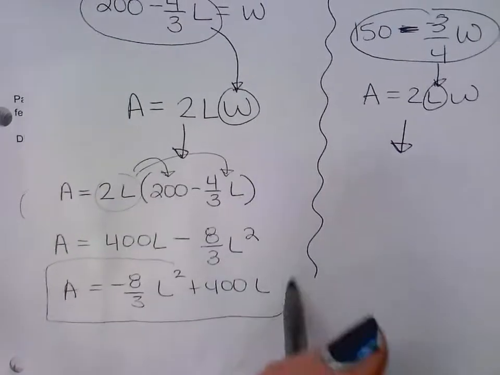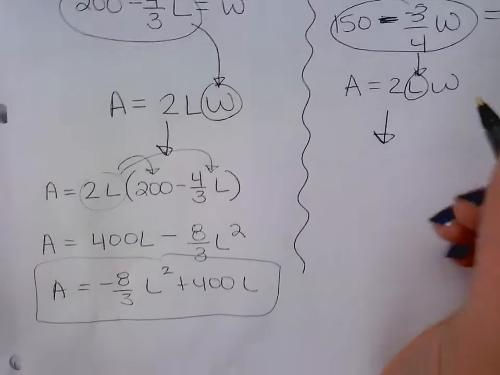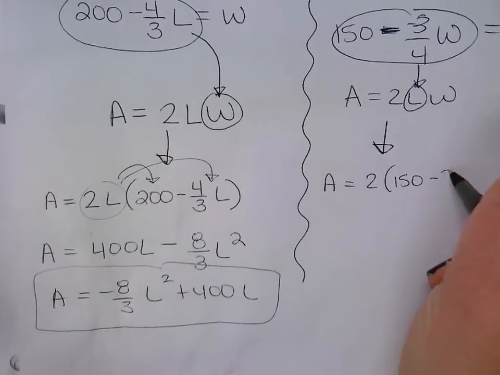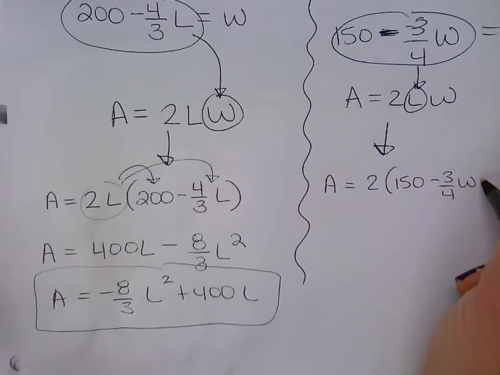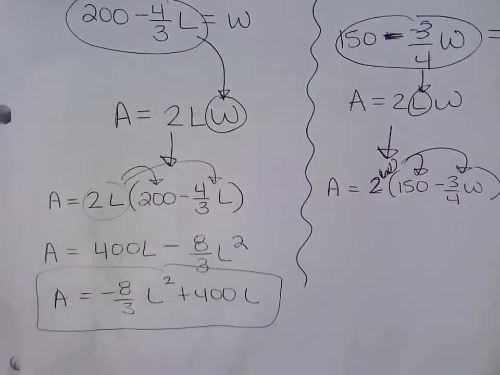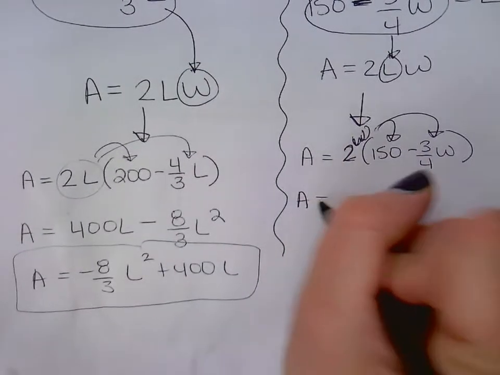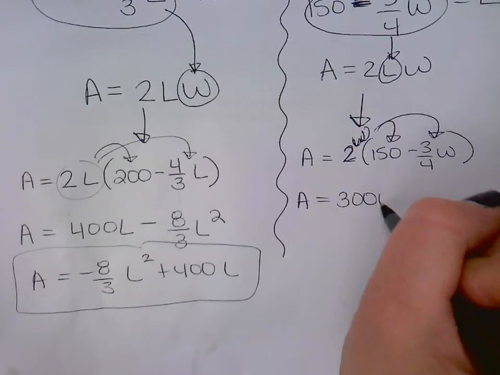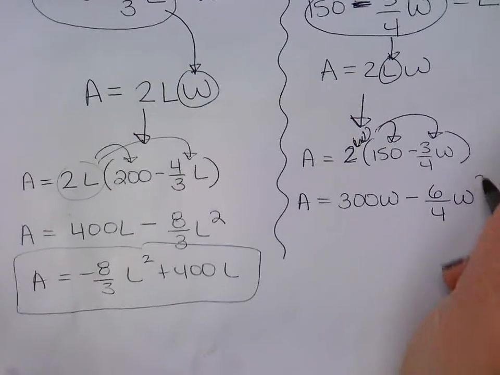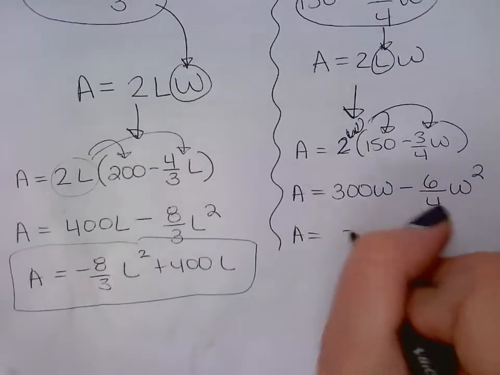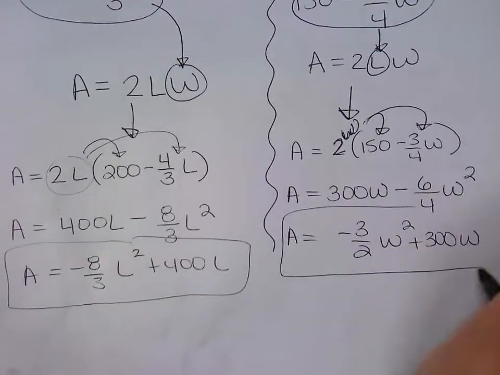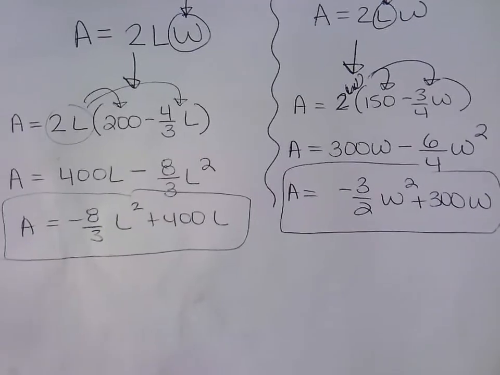One standard form equation if you like that one. And then the other one, I'm taking 150 minus 3/4 W. I'm going to put the 2W out front so I can just distribute it to both terms. So I'd have 300W minus 6/4 W squared, or negative 3/2 W squared plus 300W. Did you get to one of those two standard form equations?